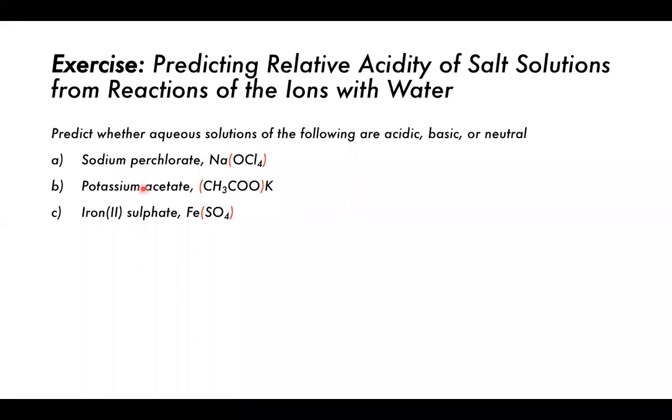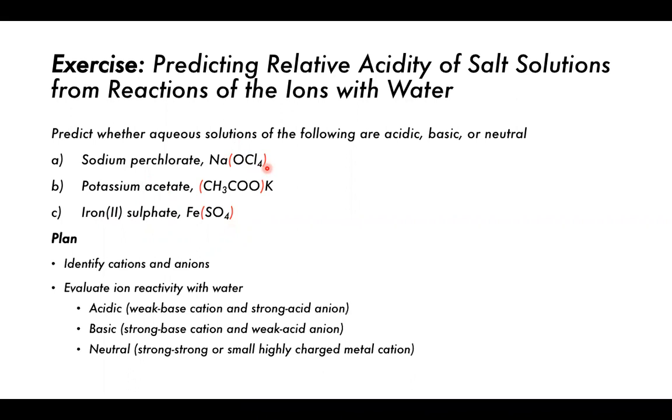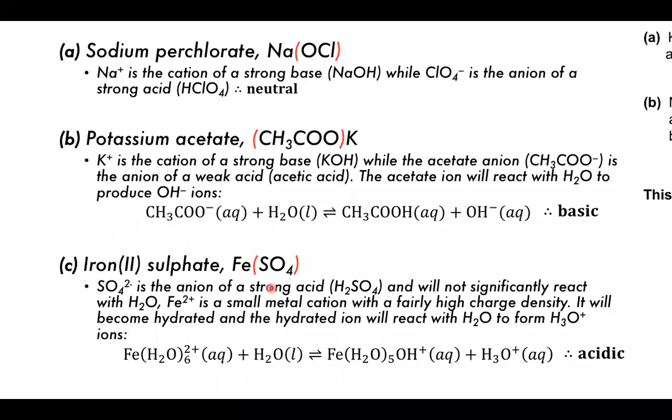Sodium perchlorate, potassium acetate, iron(II) sulfate. I've put brackets here to distinguish the ions, but that wouldn't be present in normal literature or in most exams. The plan here is to identify cations and anions and to evaluate the ion reactivity with water. Sodium perchlorate has sodium from a strong base, sodium hydroxide, while perchlorate is the anion from a strong acid, so it is going to be neutral.